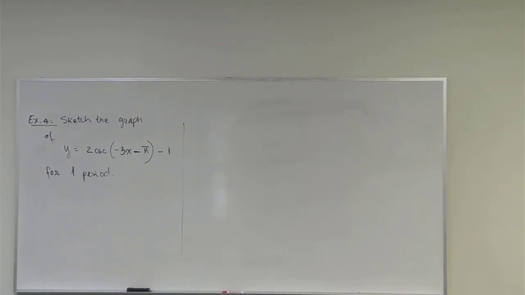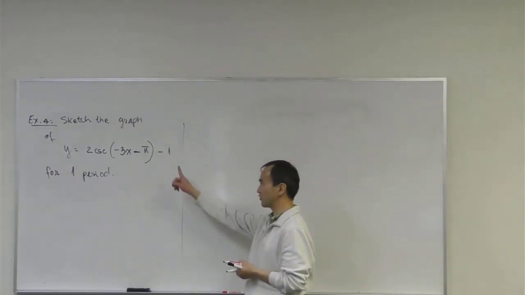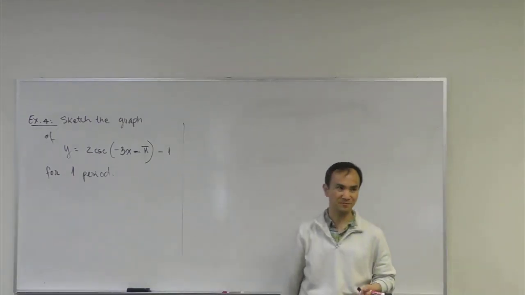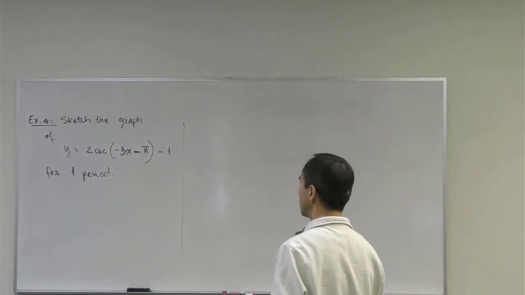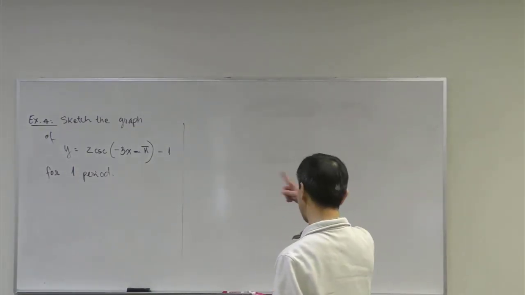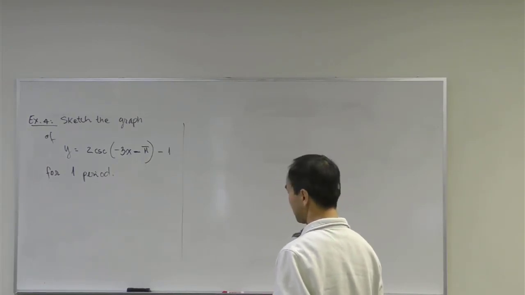All right. So now let's try another one for you. You want to sketch the graph of this given function, a cosecant in general. It's 2 times cosecant of 3x minus pi inside of the parentheses, minus 1.